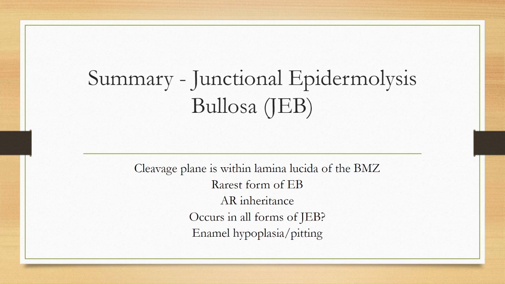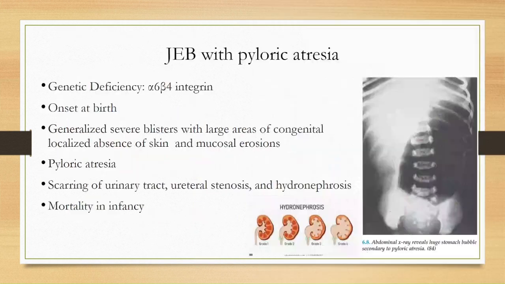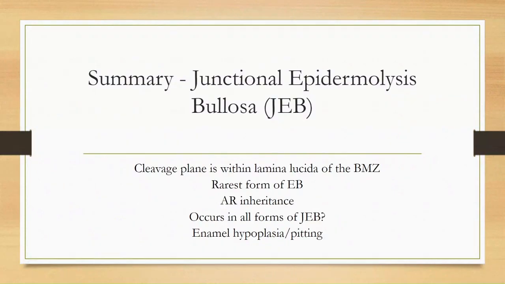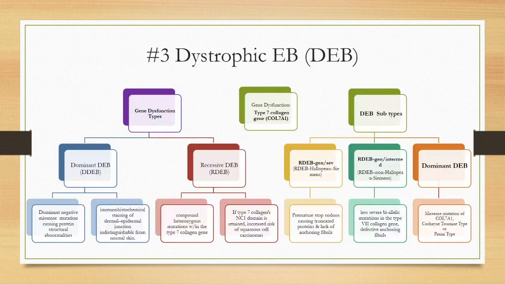Enamel hypoplasia and pitting. I know I don't have any teeth pictures in here, but seriously, if you see teeth involved and it looks like an EB, and they're going to make you diagnose it without any genes or without any mutations or granulation tissue, etc., go JEB for the most part. Now we're moving on to dystrophic EB.